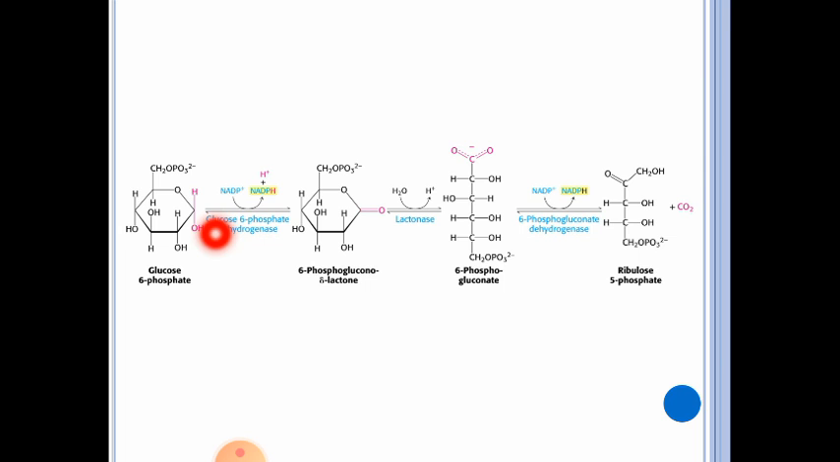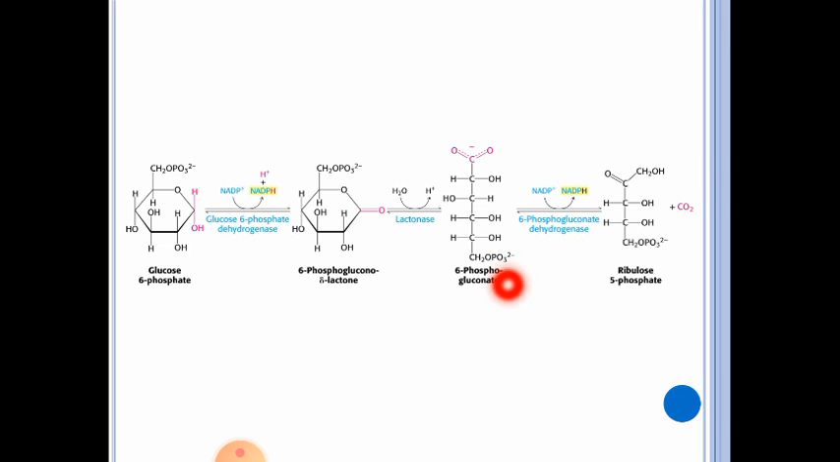Glucose 6-phosphate is converted into 6-phosphogluconolactone with the help of glucose 6-phosphate dehydrogenase, and there is release of NADPH. Wherever a dehydrogenase comes, NADPH will be released. Then next, with the help of the enzyme lactonase, 6-phosphogluconolactone is converted into 6-phosphogluconate by utilizing a water molecule.